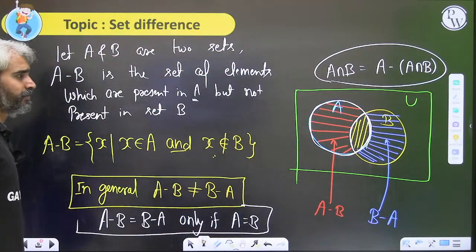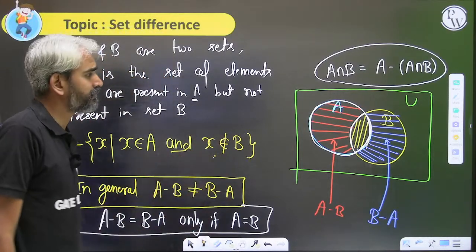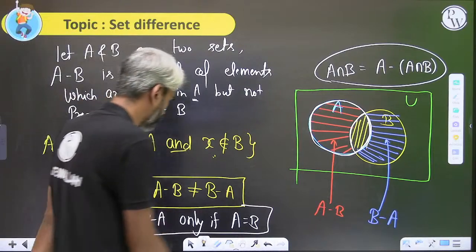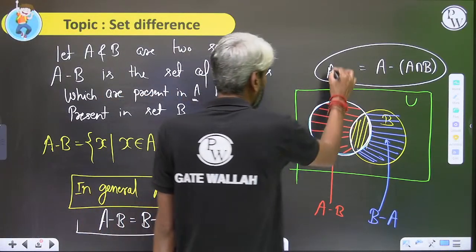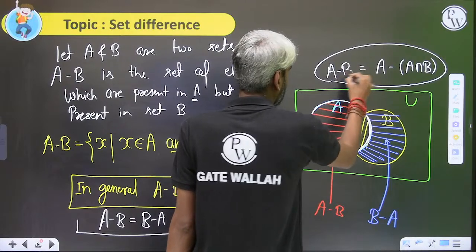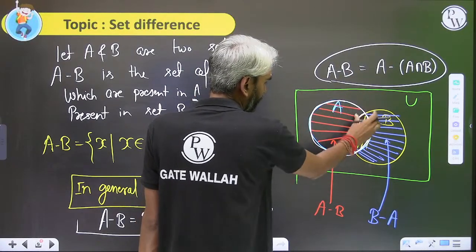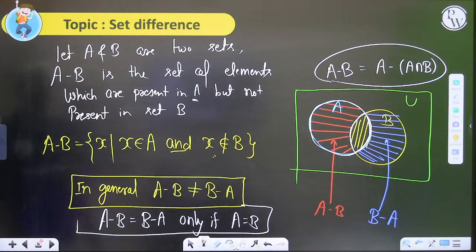So there are different ways in which we can represent A minus B. The elements which are present in A minus B are the elements of set A except the elements which are common to A and B. Okay, so this is set difference.